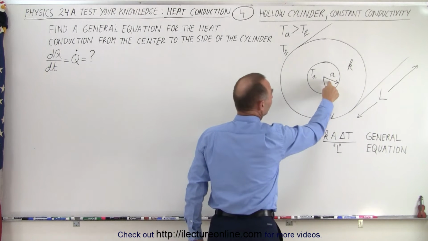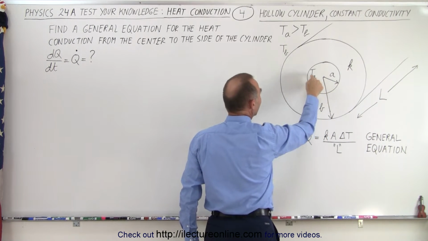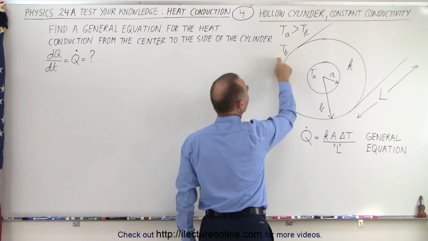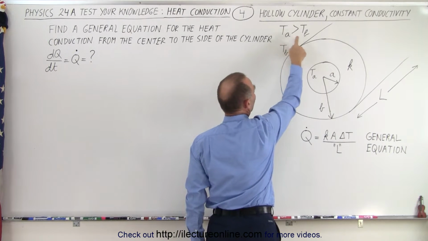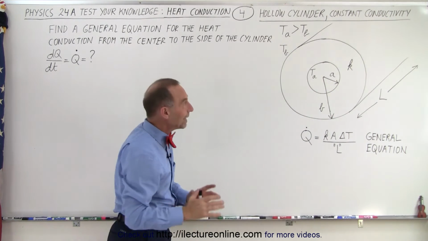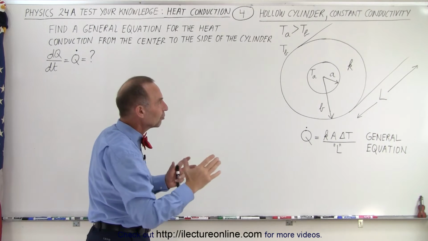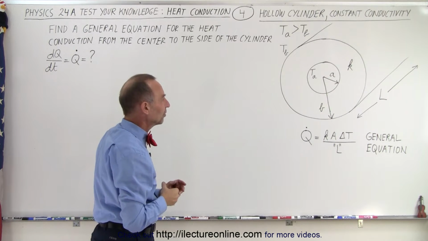The inside radius is A, the outside radius is B. The temperature on the inside is TA, the temperature on the outside is TB. And yes, the temperature on the inside is greater than the temperature on the outside. And in this case, we're going to have a constant heat conductivity, so it doesn't vary over the radius or over the length of the cylinder.